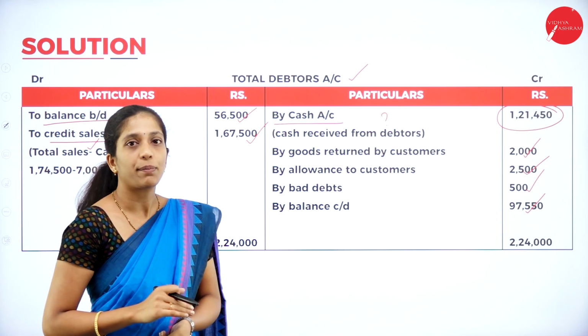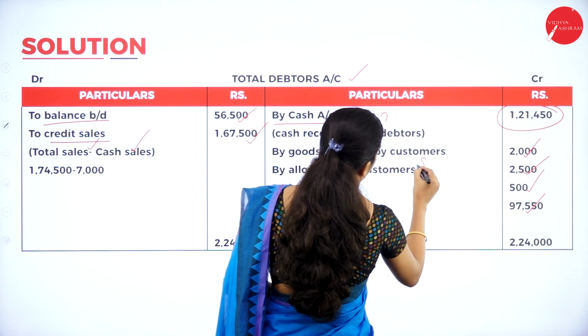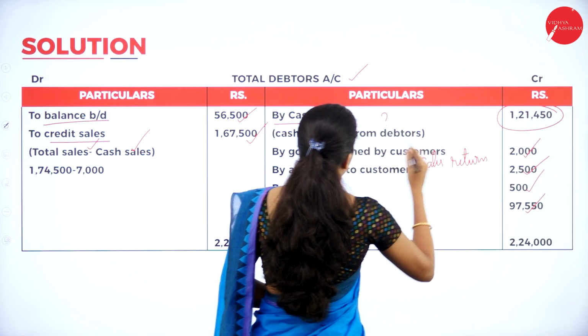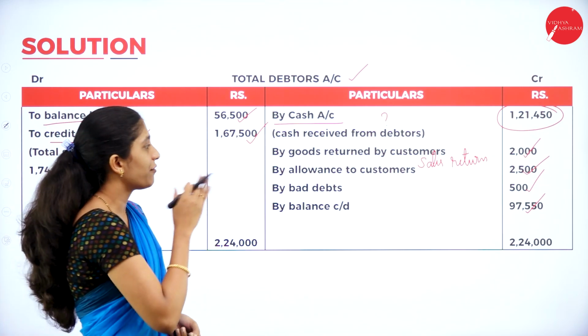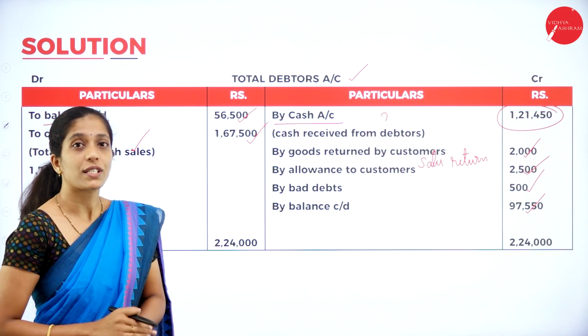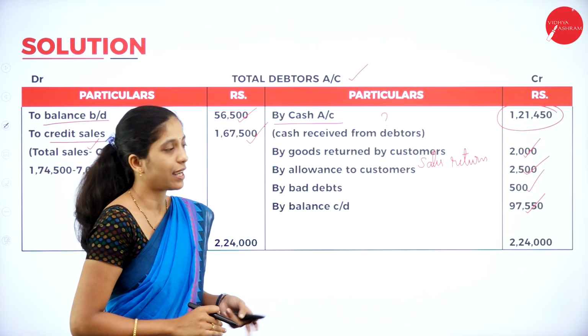Next, goods returned by customer. In this question they have given it as sales return. Next, the allowance which is given to the customer, so we have to record that. Next, they have given bad debts, record that. Next, the closing balance of debtors they have given. So we have to record it as by balance carried down. How much?